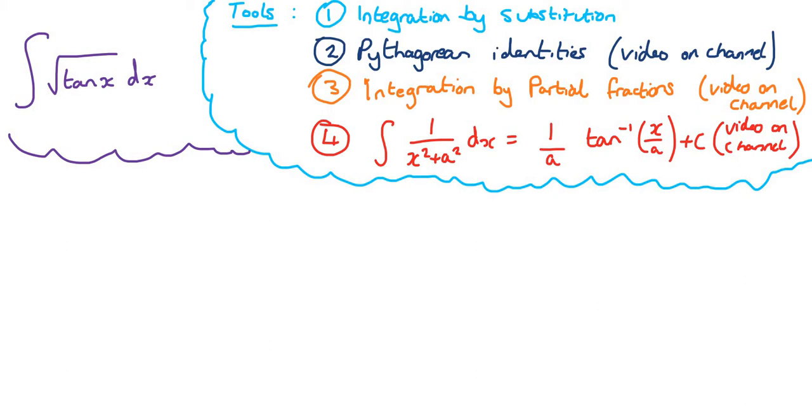And finally, tool number 4. We need to know and understand this result. The integral of 1 over x squared plus a squared dx, where a is a constant, is 1 over a tan inverse x over a plus c. And don't forget that plus c.